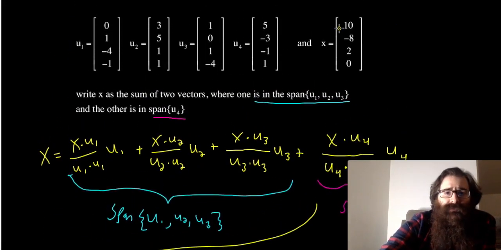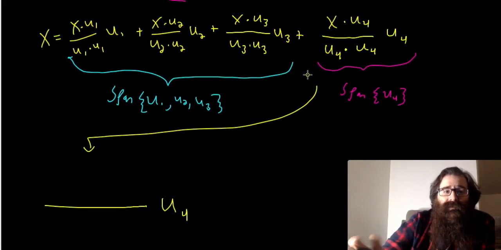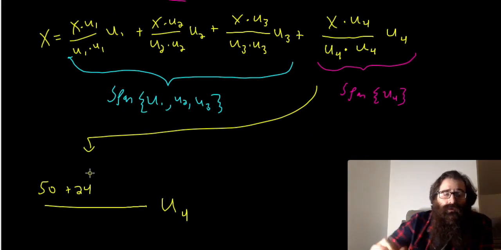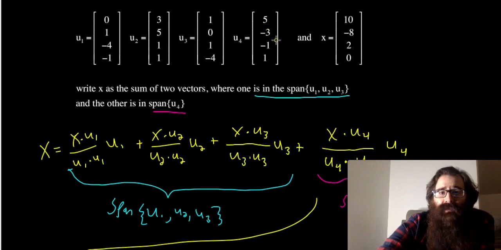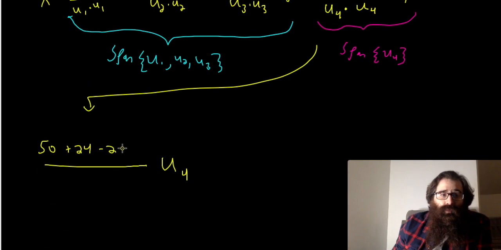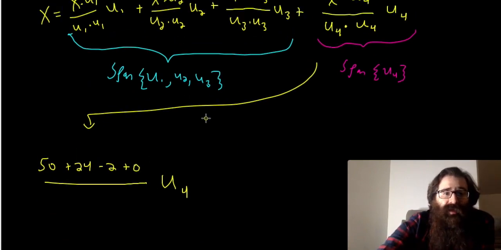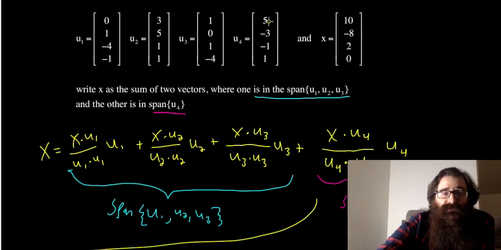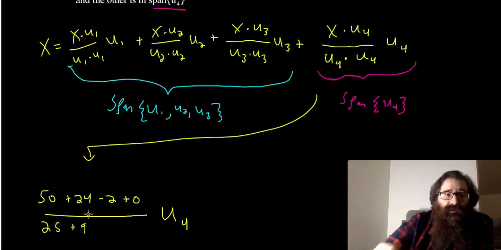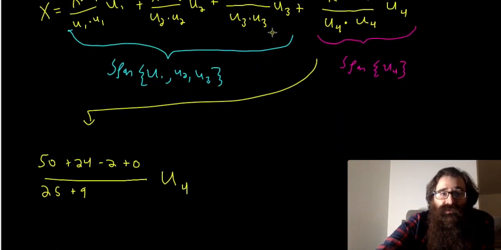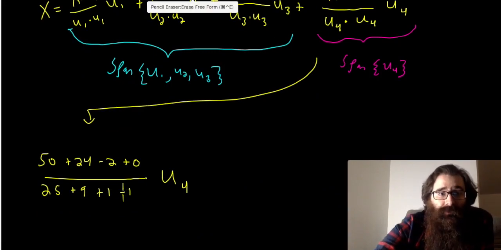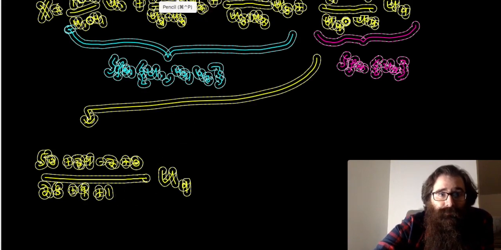So let's do x dotted with u sub 4. That's 5 times 10 gives me 50. And then negative 3 times negative 8 gives me 24. Right? And then negative 1 times 2 gives me negative 2. And then 1 times 0 gives me 0. And then divided by u sub 4 dotted with itself. So 5 times 5 gives me 25. Negative 3 times negative 3 gives me positive 9. We got negative 1 times negative 1 is 1. And 1 times 1 gives me 1. Oops, a little stray mark there, which I'm going to clean up because you are worth the cleanup.